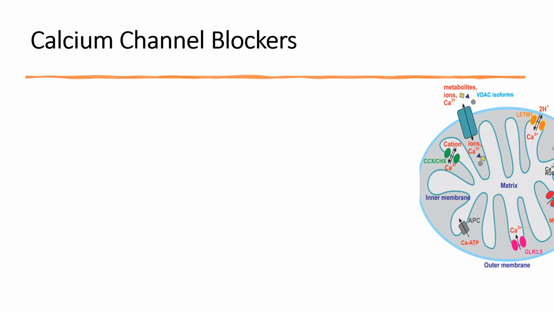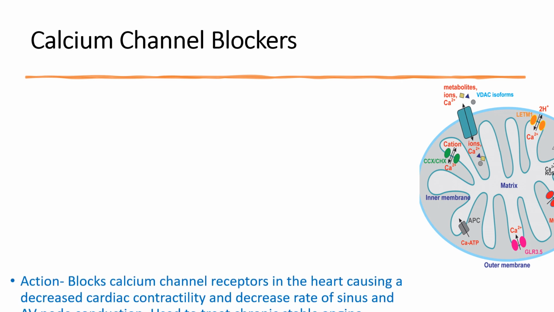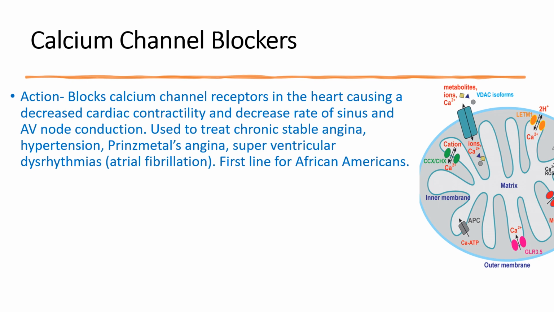The only medication that begins with the letter C: calcium channel blockers. This is another place that we can try to lower blood pressure, by going right after that calcium channel. If we block the calcium channel receptors in the cells of the heart, it causes decreased cardiac contractility, so it's relaxing, and a decreased rate of the sinus and AV node conduction, again relaxing. We use this drug to treat a lot of things, not just hypertension. It can treat angina, this special type called Prinzmetal's angina, and atrial fibrillation, and this actually is a first-line drug for African Americans. So far, we've talked about all our first-line drugs. The diuretics are first line, the RAAS drugs, ACEs and ARBs, are first line, and these are first line, the calcium channel blockers.